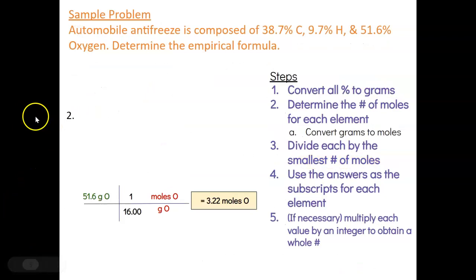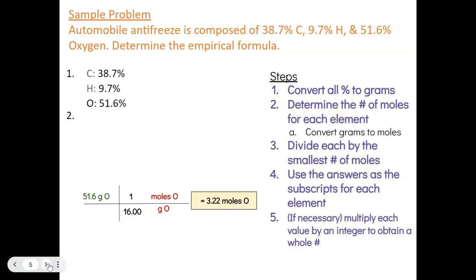Let's do another problem here. It says automobile antifreeze is composed of 38.7% carbon, 9.7% hydrogen, and 51.6% oxygen. Determine the empirical formula. Well, step one, we got to convert everything to grams. So we are just going to do 38.7 grams for the carbon, 9.7 grams for the hydrogen, 51.6 grams for the oxygen. That's the easy part.